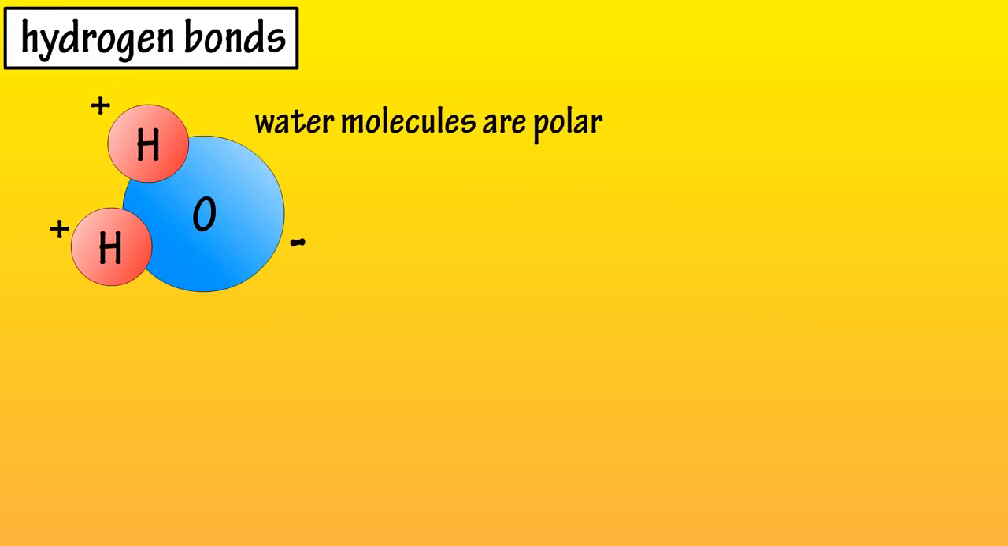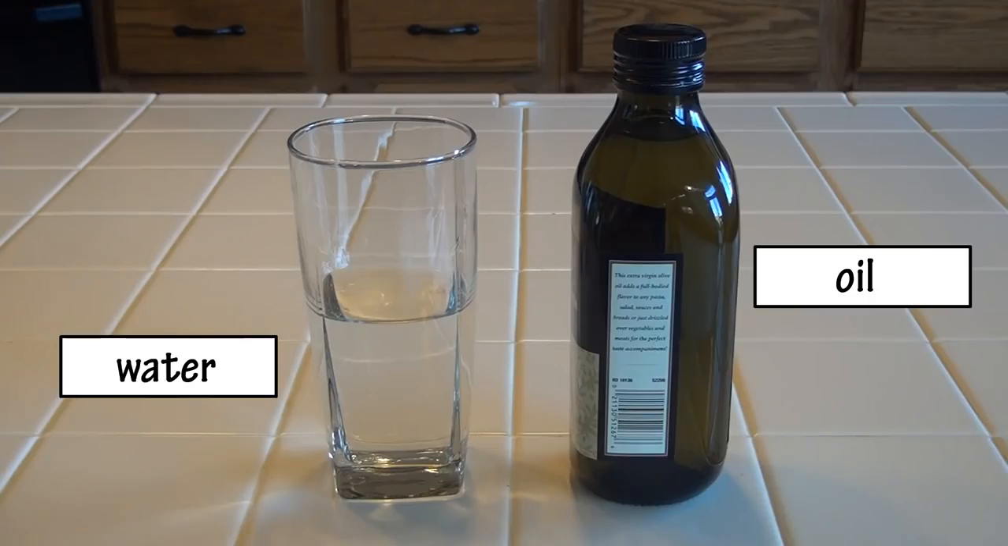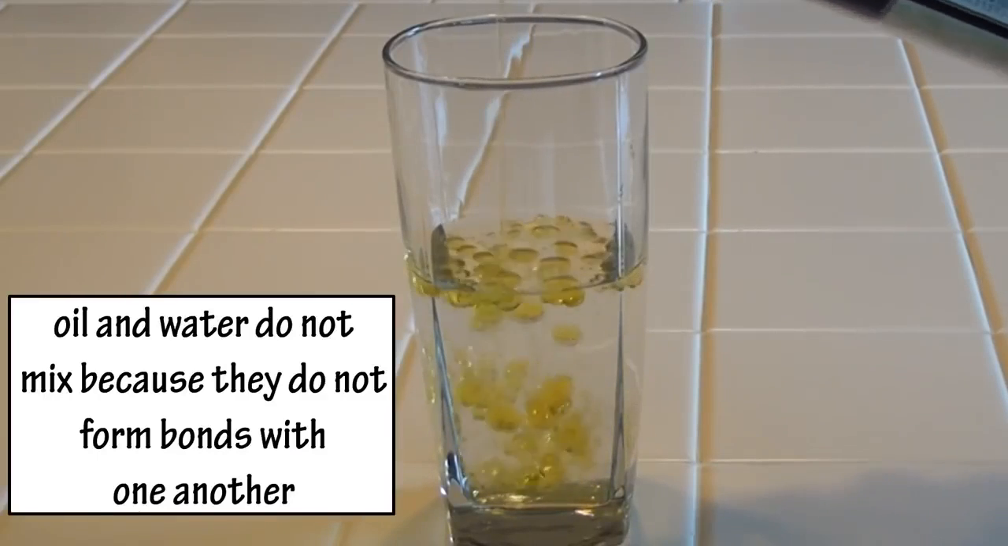So now we know that water molecules are polar, or have a slightly positive and slightly negative end. And in fact, many lipids, or fats and oils, are not polar, so their molecules share electrons equally in their bonds. So these are non-polar molecules. This means that when water and oil come together, they do not form bonds with one another.